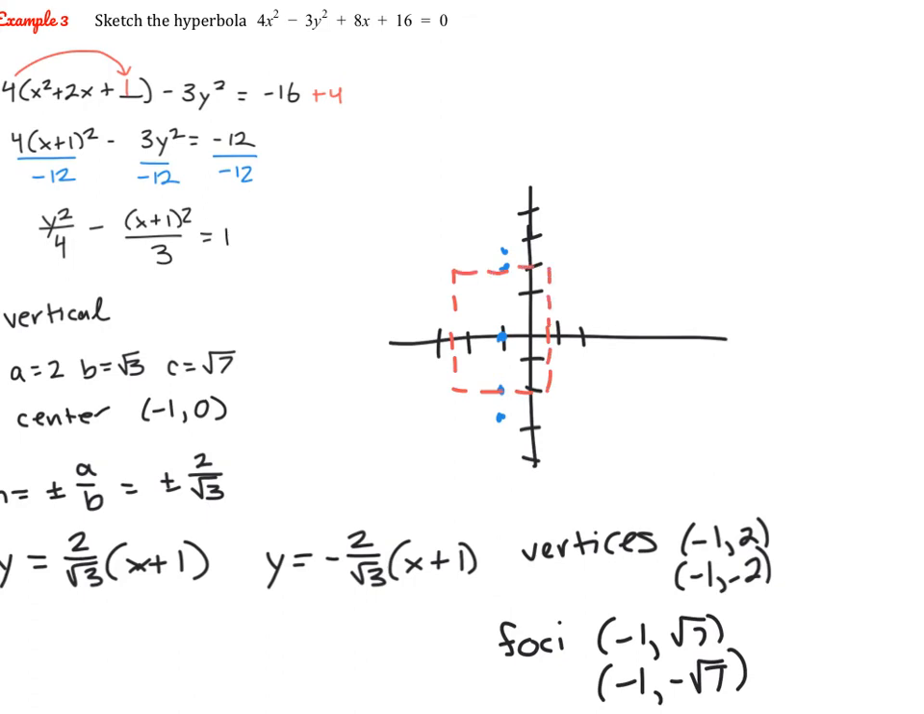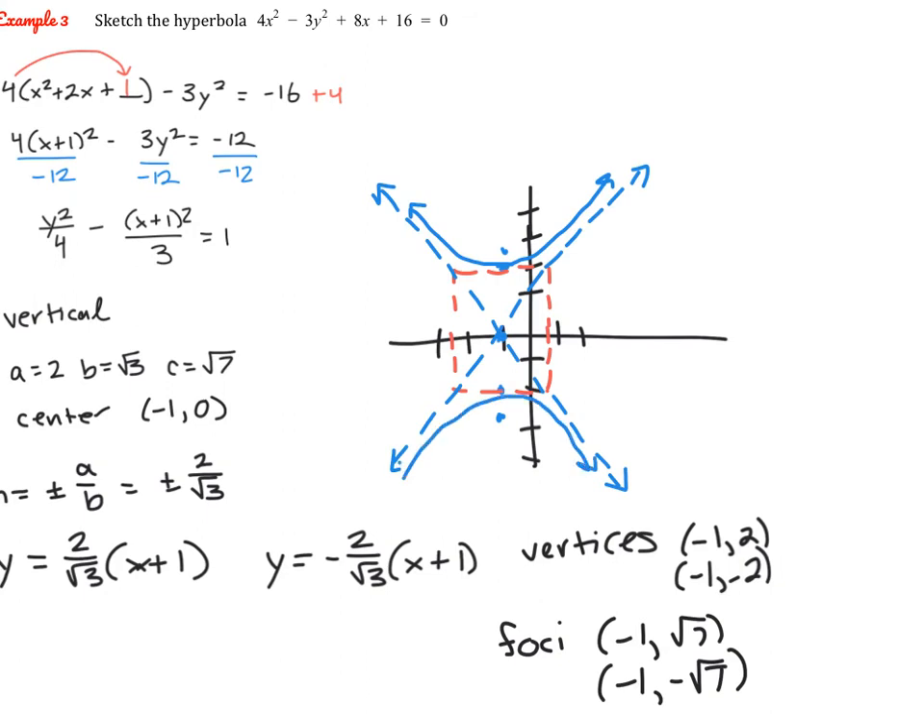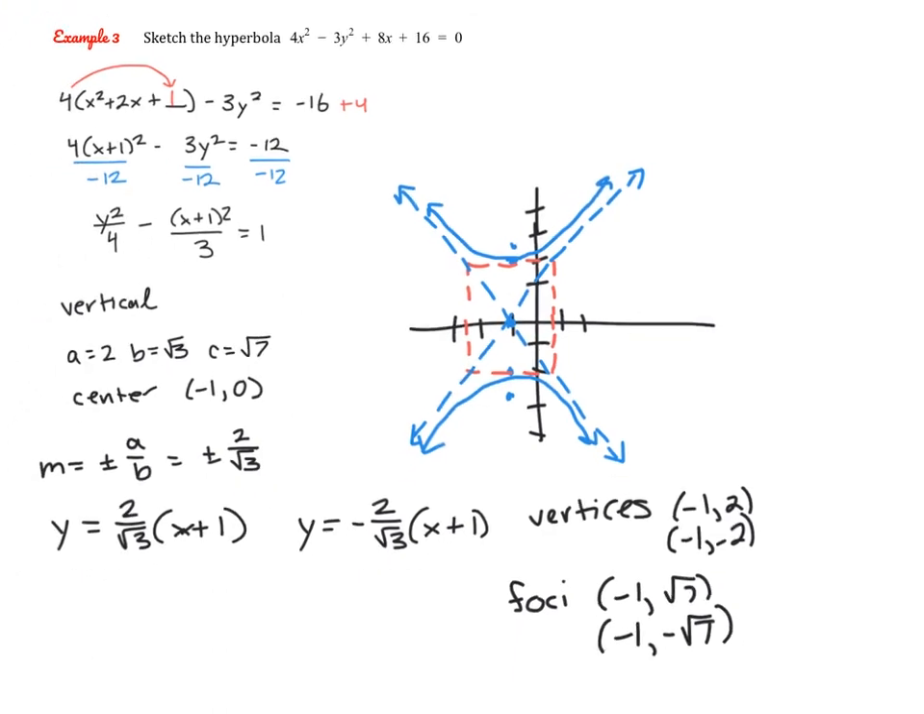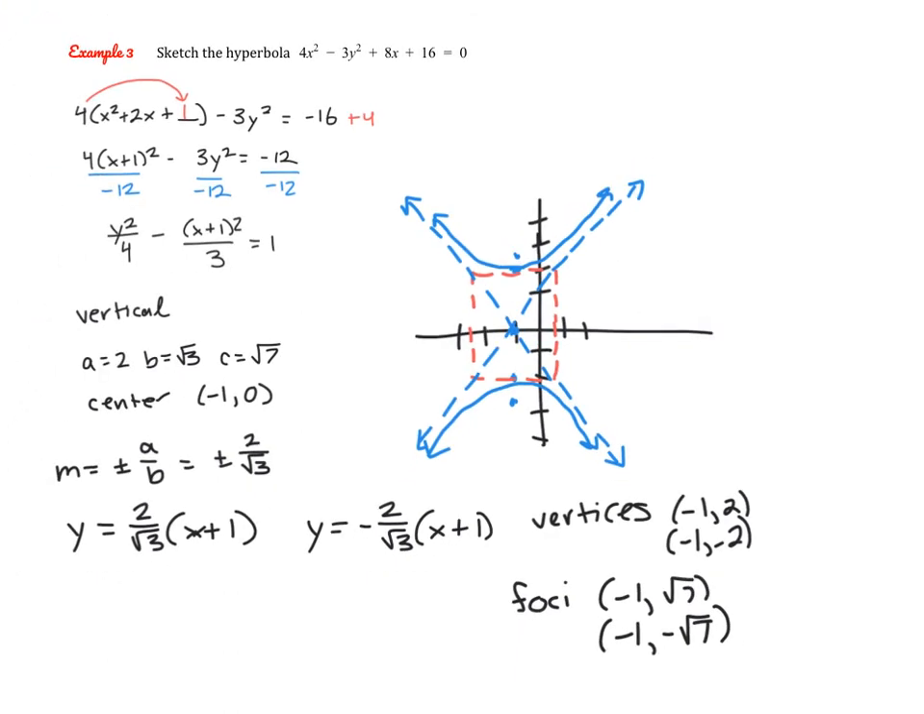So our asymptotes are going to look like this and like this. So remember, they go through the opposite corners of our rectangle and right through the center. And that will allow us to see the more broad shape of our hyperbola. And there you have it. So from this, we have, once again, found the vertices, we found the foci, and we found the equations of the asymptote, as well as the center.